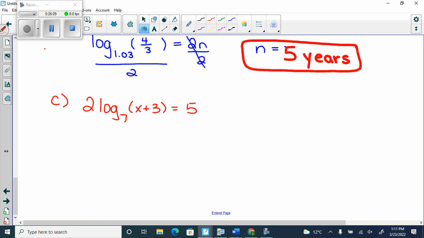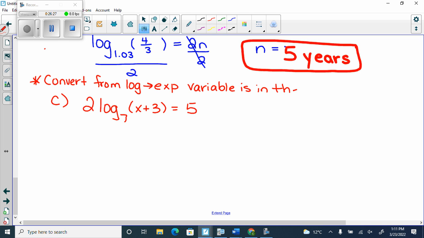So, I'm going to write that down. Convert from log to exponential when the variable is in the base or beside the log. Where's the variable currently? Is it in the base or beside the log? Yeah, it's beside the log.